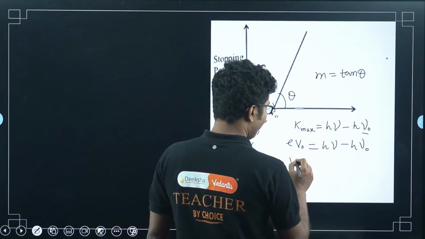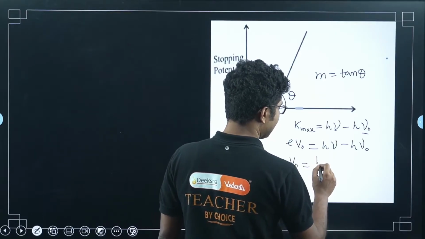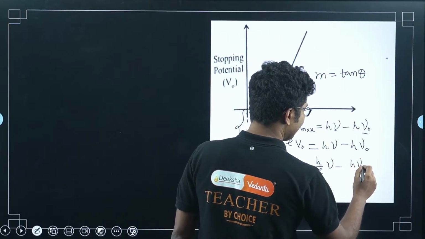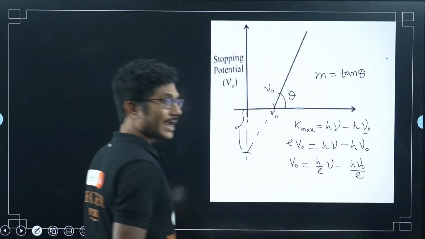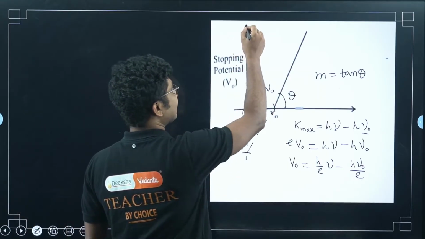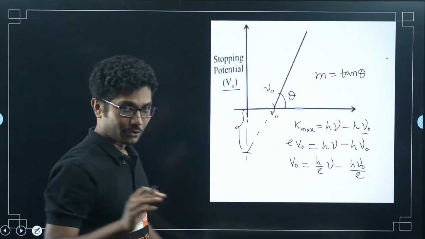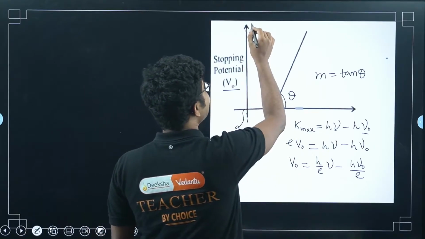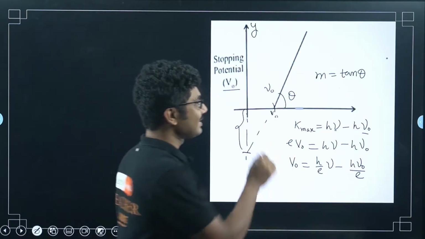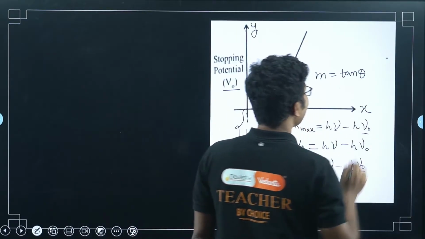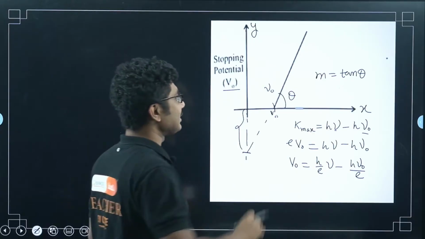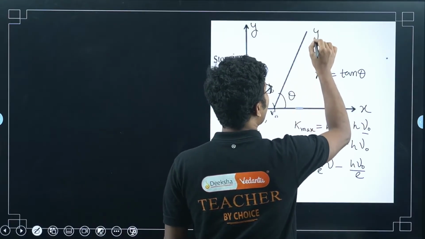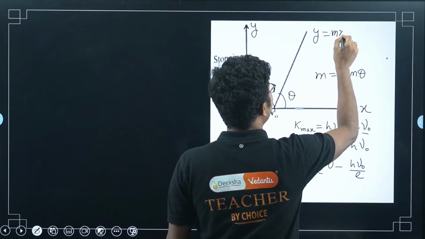Now V naught equals h by e times nu minus h nu naught by e. Now why am I writing it like this? What is this axis? Sir, V naught. No, not in terms of V naught. I am asking what the general axis is. The general axis is the y axis. What is this axis? X axis, right? Now what is the general equation of a straight line? As you can see, this is a straight line. What is the most common general equation of a straight line? y equals mx plus c.